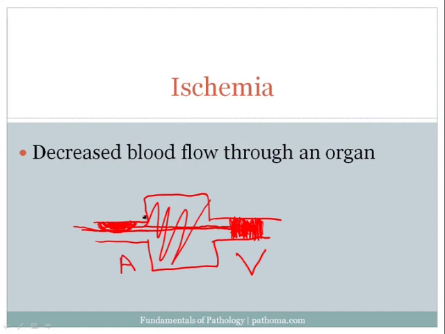So this is one way by which ischemia can occur, and of course ischemia would be a cause of hypoxia, which is the discussion that we're having.